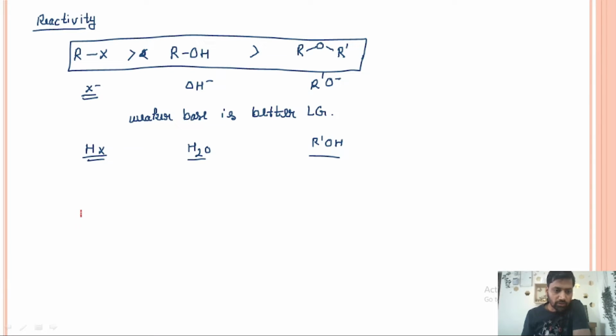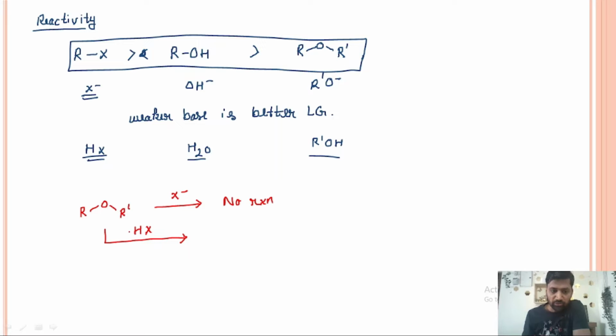So this ether ROR prime will not be at all able to react with the halogen or halide ion directly. If you react an ether compound, or in fact for that matter an alcohol, with sodium halide or any halide ion, there will be no reaction. You will not get any product in this reaction. But if you take a halogen acid in place of halide ion, if you take a concentrated halogen acid HX, in that case you may get a product.